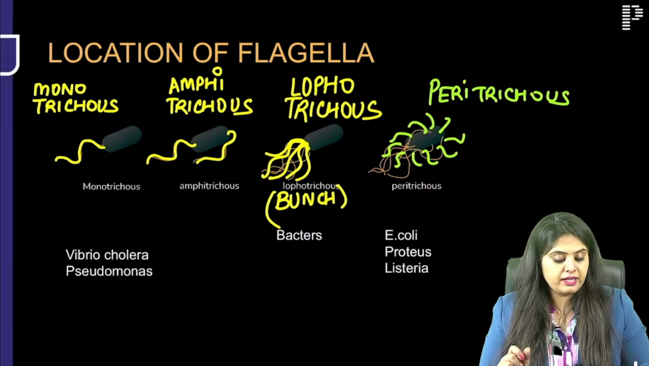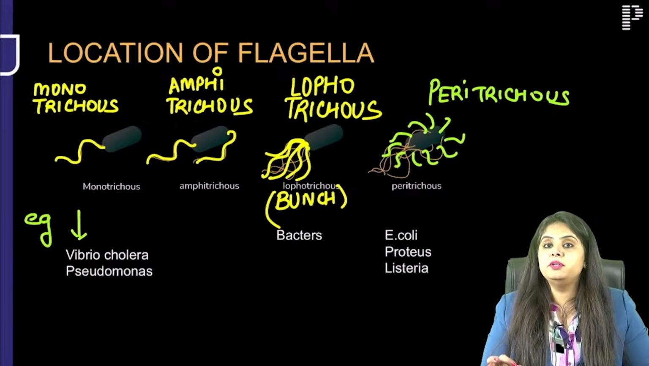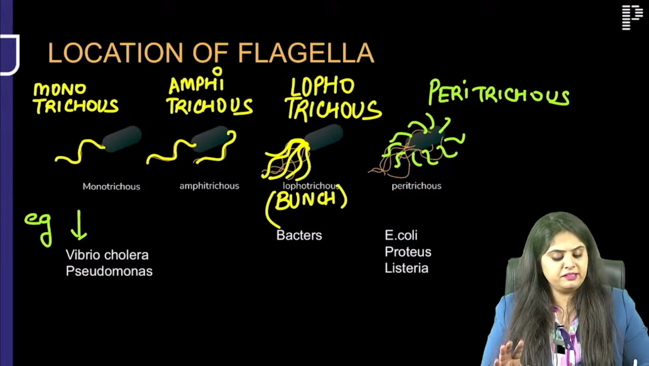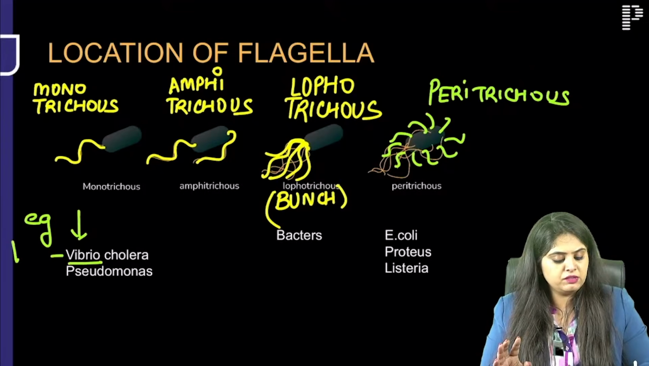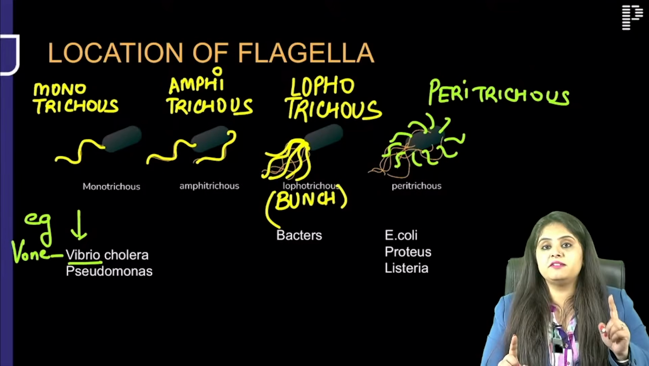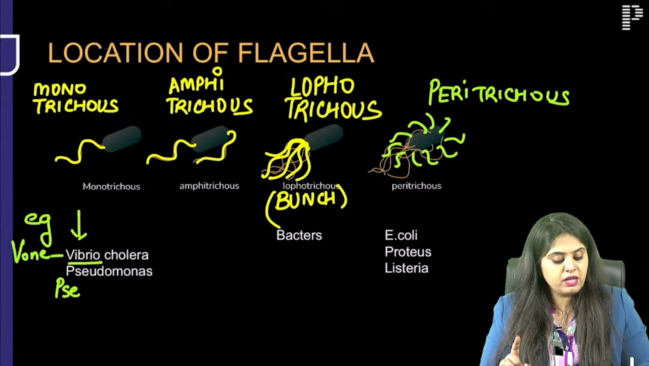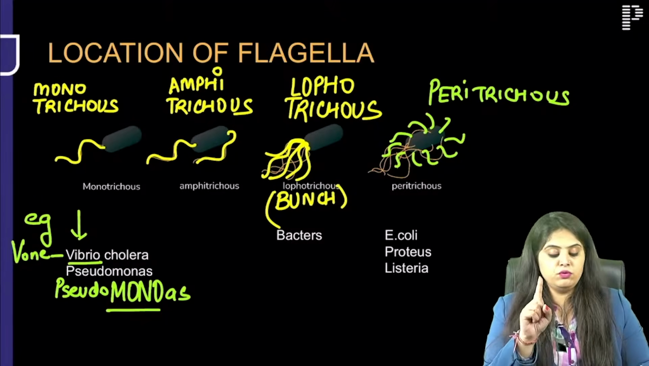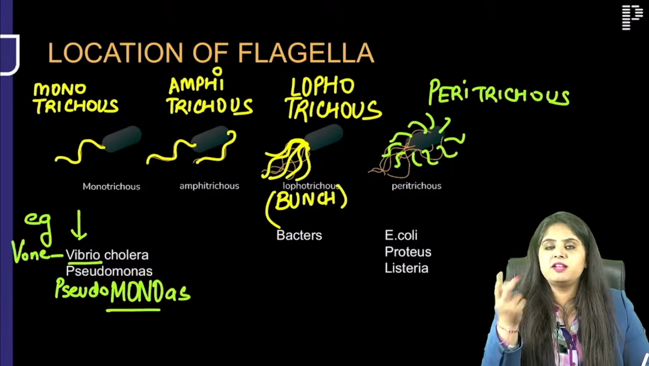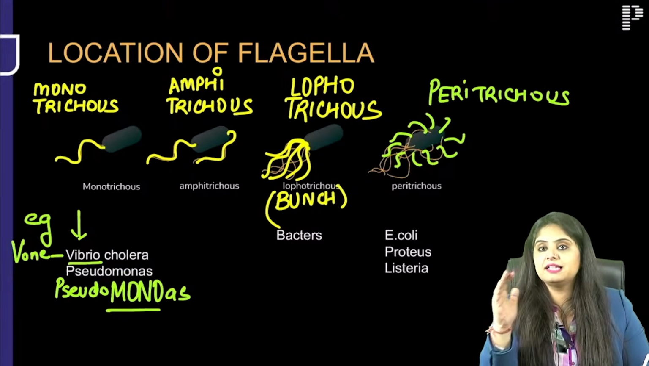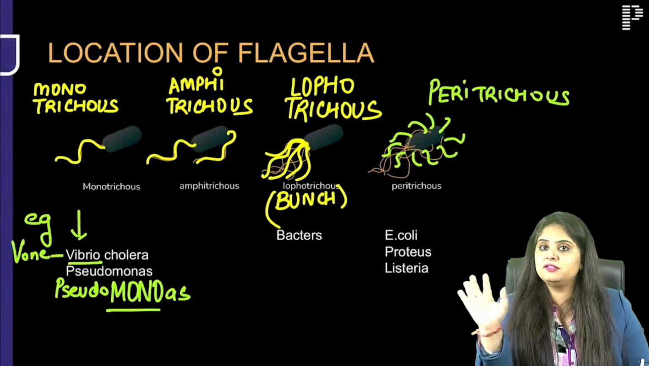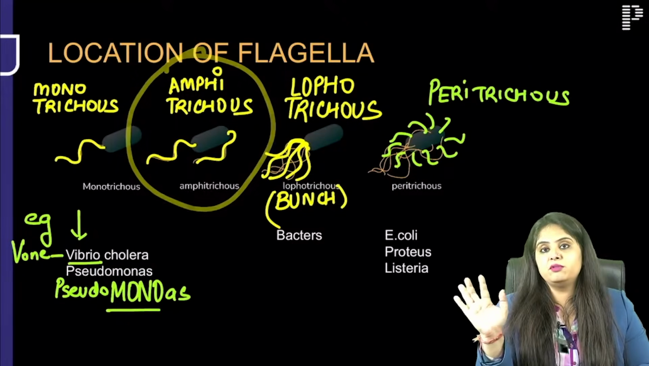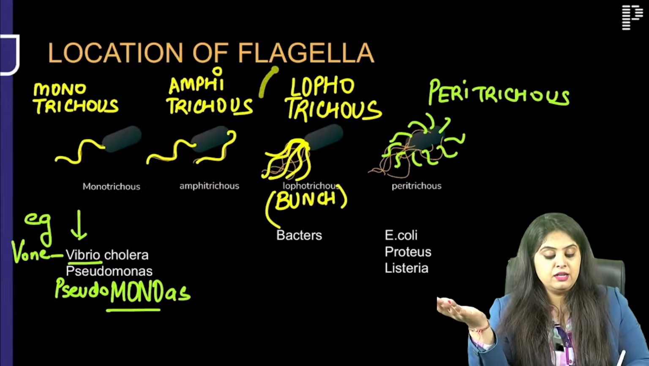So for monotrichous, your examples are Vibrio cholera and Pseudomonas. How to remember? Vibrio sounds like 1. And Pseudomonas also sounds like pseudomonoas. So now you will remember Vibrio has how many flagella? One flagella, monoflagella. Pseudomonas has how many flagella? One flagella, monoflagella. You will remember Vibrio 1, Pseudomonas 1. Amphitrichous you don't have to learn any, so good for us.